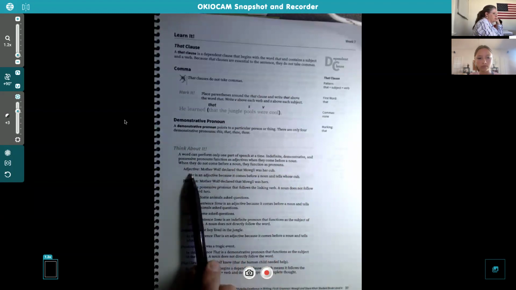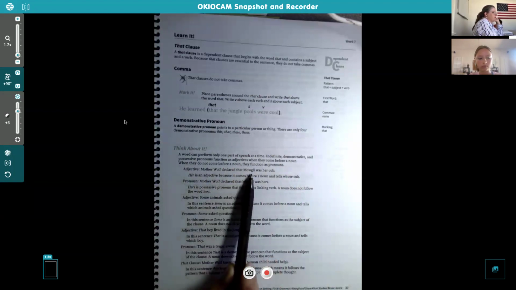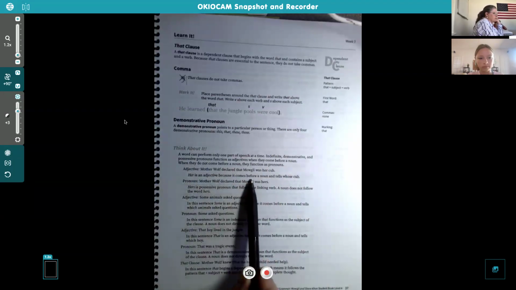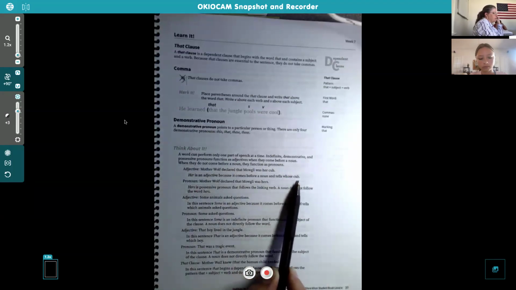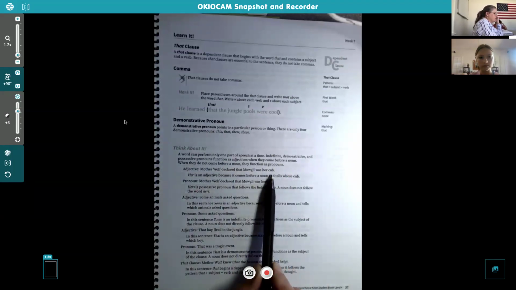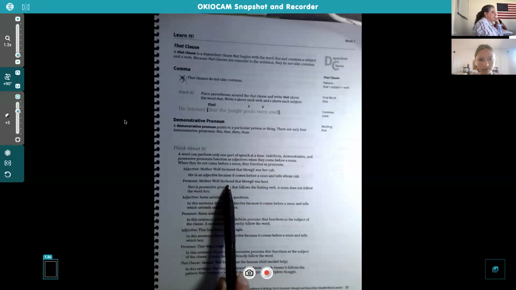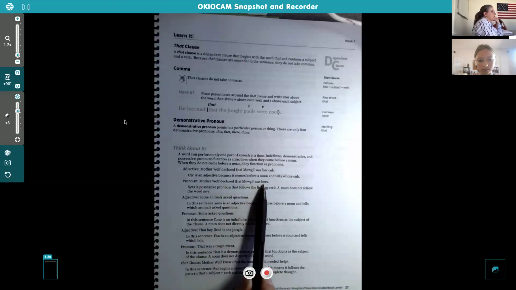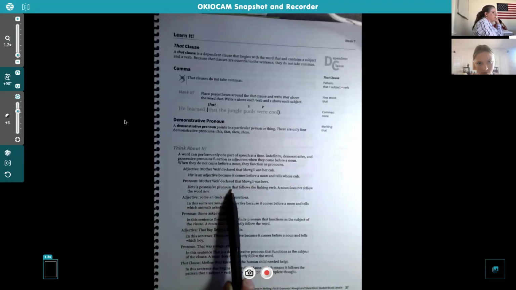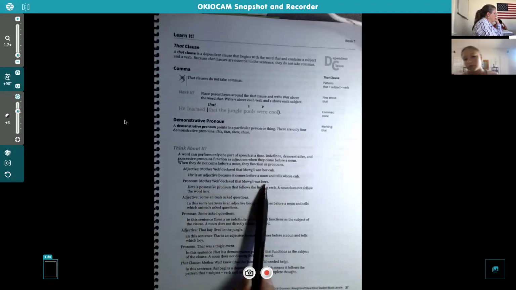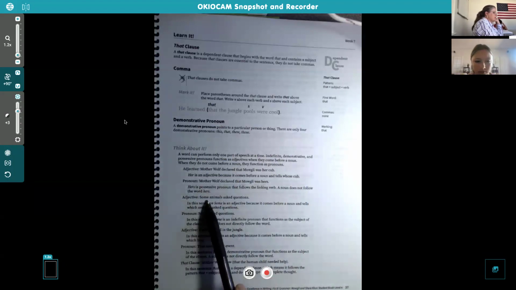Here it is as an adjective. Mother Wolf declared that Mowgli was her cub. Her is an adjective because it comes before the noun and it tells whose cub it is. It's her cub. We know about adjectives. It's used as a pronoun here. Mother Wolf declared that Mowgli was hers. So this is functioning as a possessive pronoun. The noun does not follow the word hers.